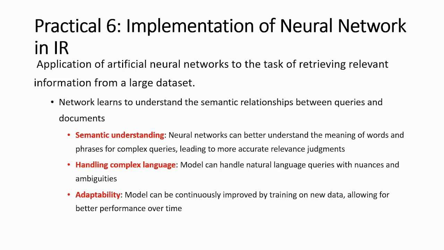Neural networks can better understand the meaning of words and phrases from complex queries, leading to more accurate relevancy judgments. Handling complex language is the second benefit of a neural network model, where the model can handle natural language queries with nuances and ambiguities. And the third benefit of applying this model is adaptability. The model can be continuously improved by training on new data, allowing for better performance over time.